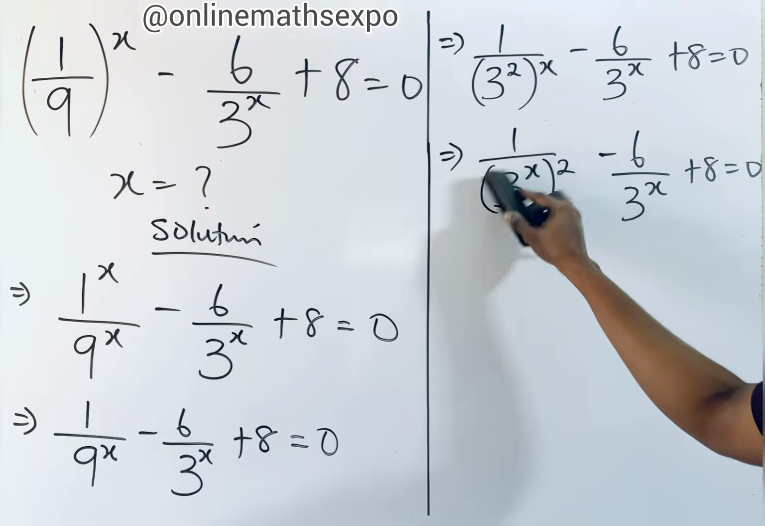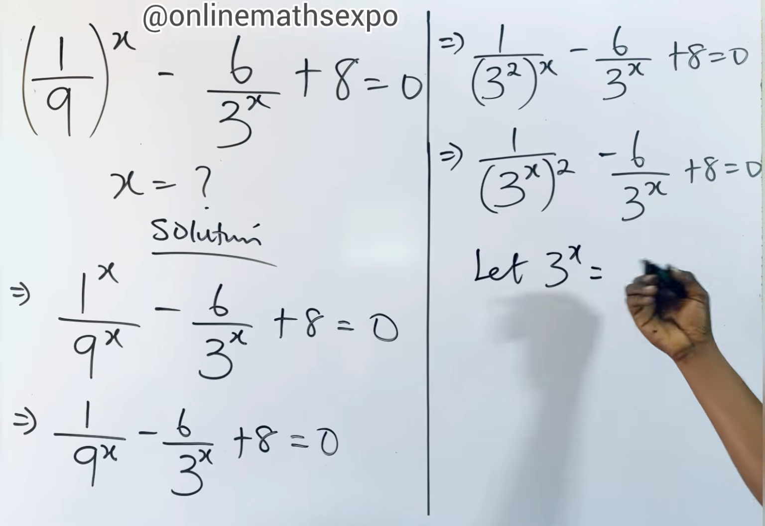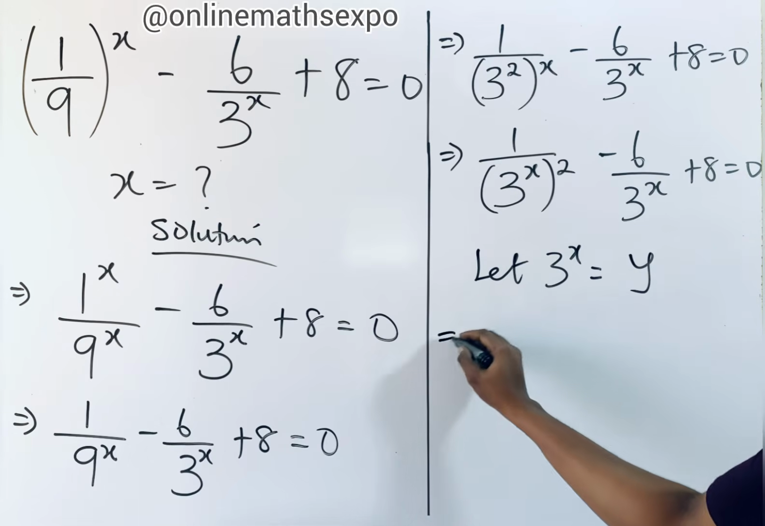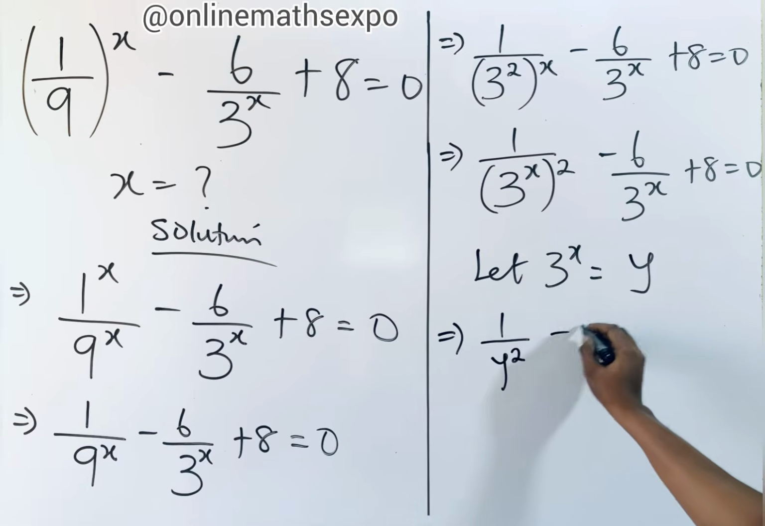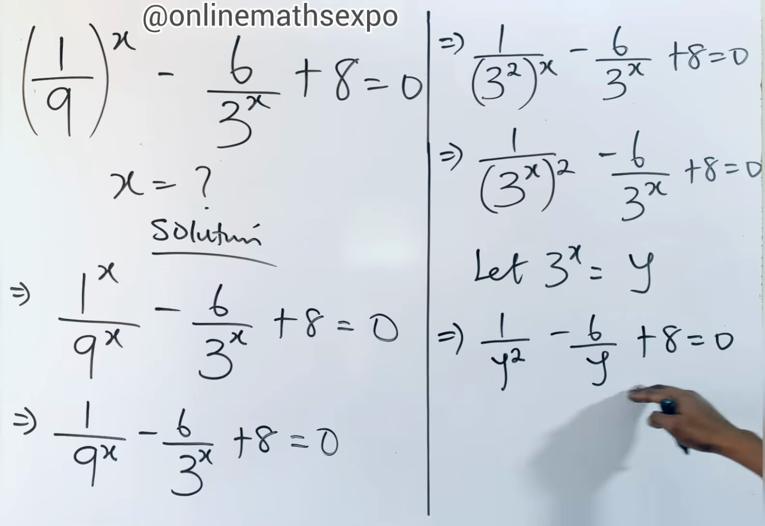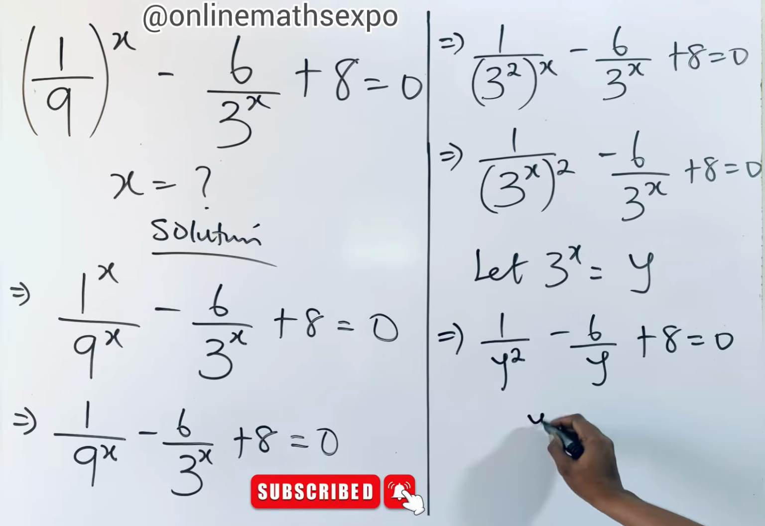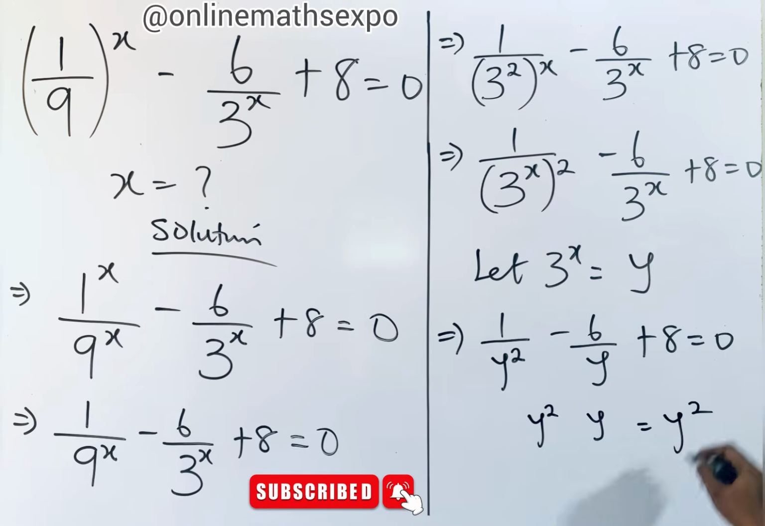So what do you do? You can simply say, let 3 to the power of x be equal to a variable, let's just say y. So we are going to replace to have 1 divided by y squared, okay, minus 6 divided by y plus 8 is equal to 0. Now, to remove this denominator, you are going to take the LCM of these two, and when you have y squared and y, its LCM will be y squared, okay?